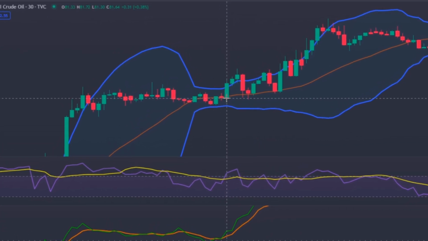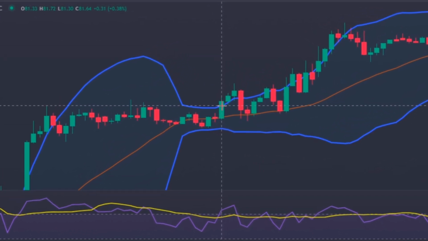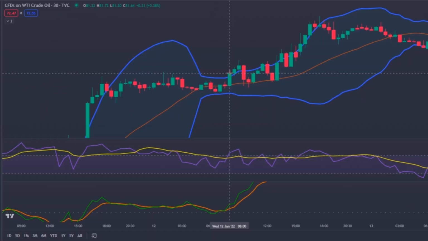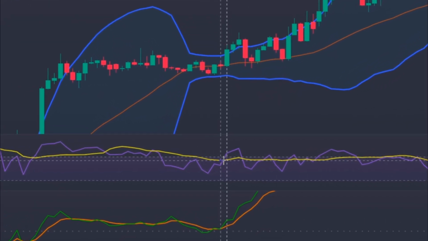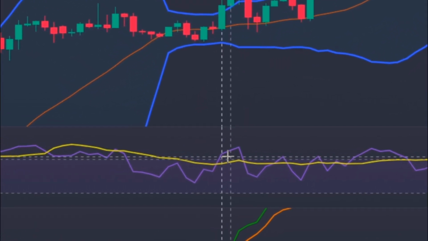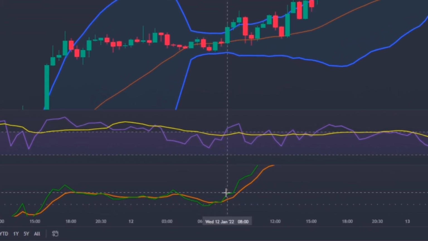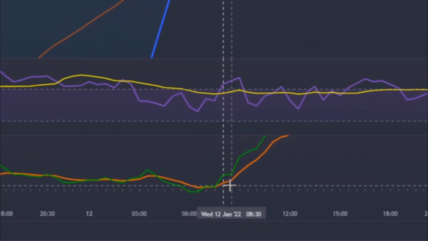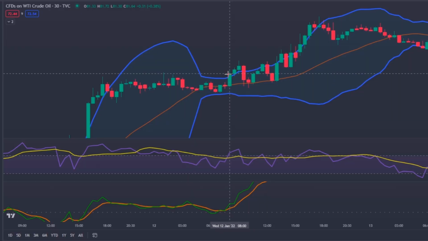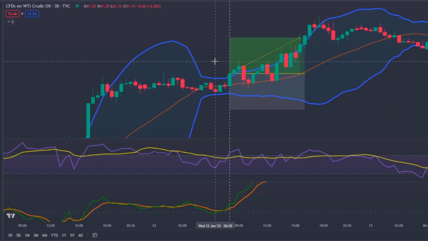Every time the price crosses and closes above the upper band of the Bollinger Bands, the RSI is above the yellow line and above level 65, and the green line of the volume flow indicator is above the orange one and above the zero level, it means it's time to enter in a long position.